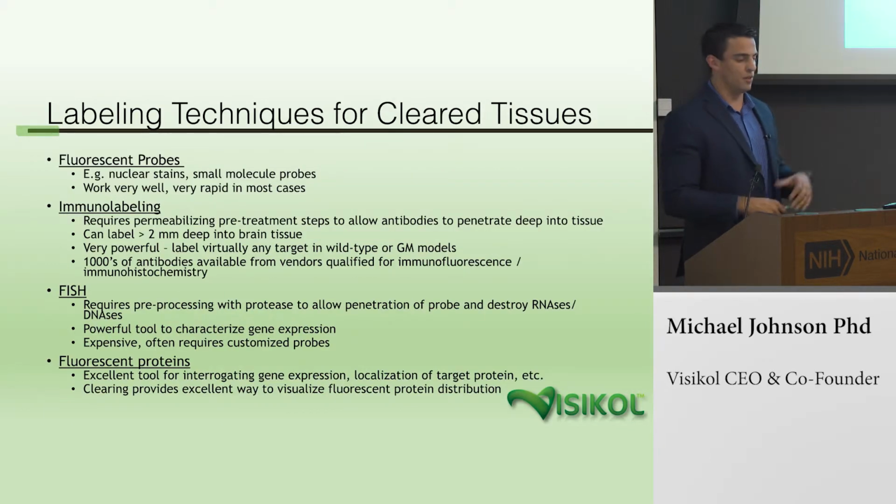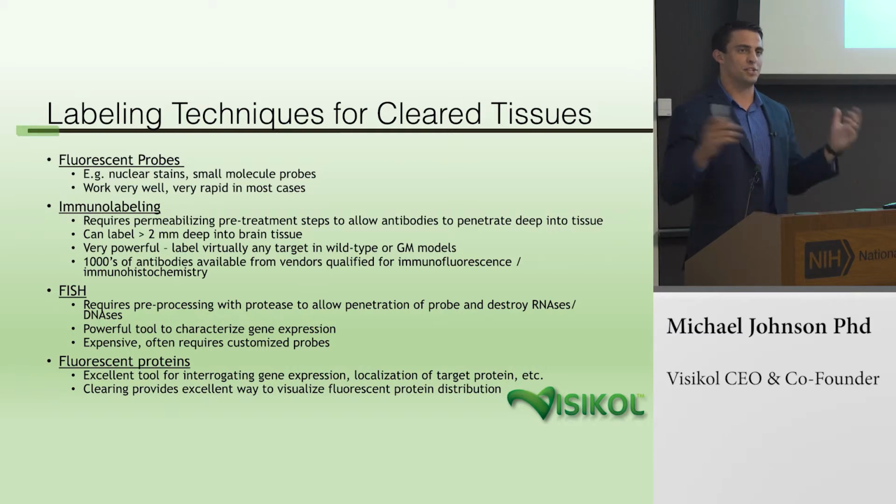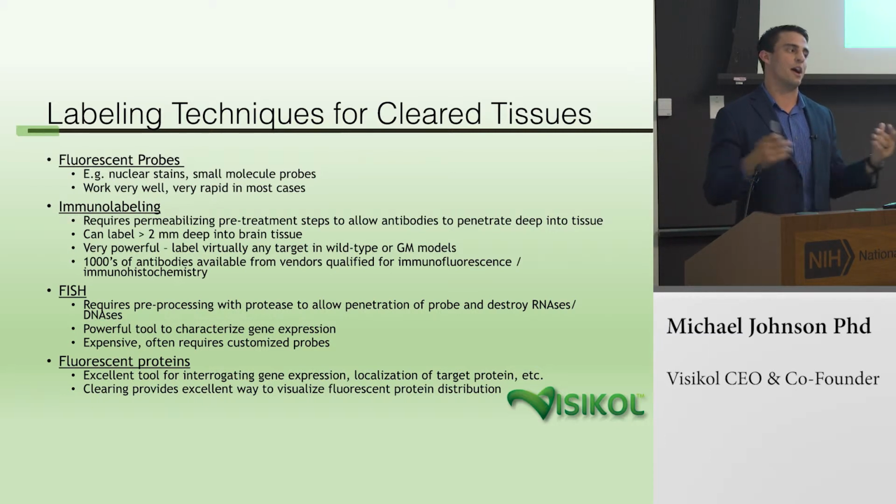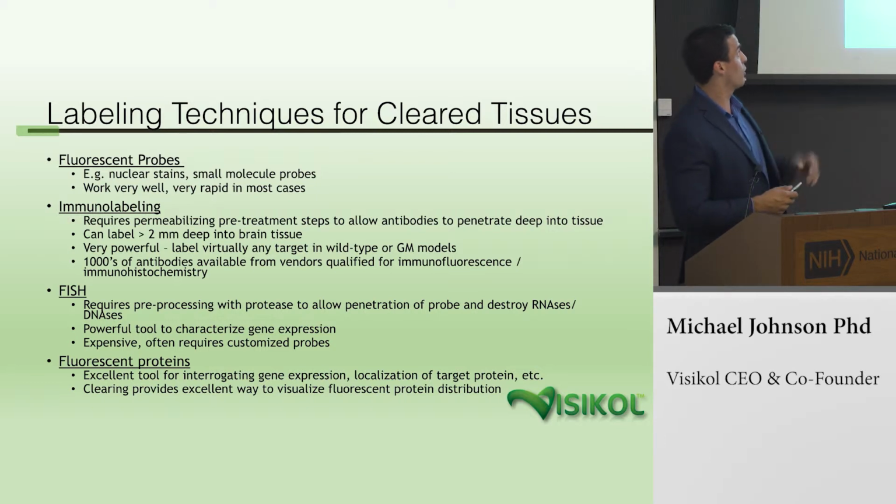Now, for labeling with tissue clearing, there's a whole bunch of different tissue clearing techniques that are out there. The CytoVista tissue clearing reagent is designed for 3D cell culture models. It's designed for high throughput and automation, and it's compatible with fluorescent probes, immunolabeling, FISH, and fluorescent protein.